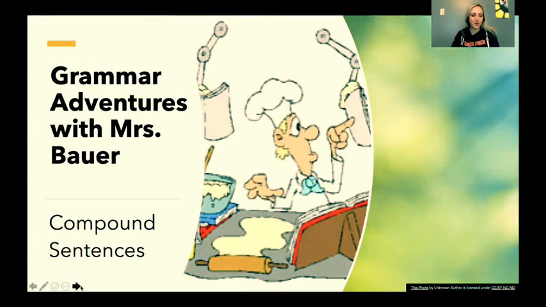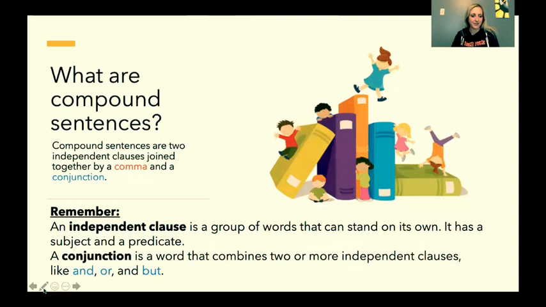This week we are going to be studying compound sentences. Now we did talk about compound sentences this year, but it's really good to review. So, what are compound sentences? Compound sentences are two independent clauses joined together by a comma and a conjunction.